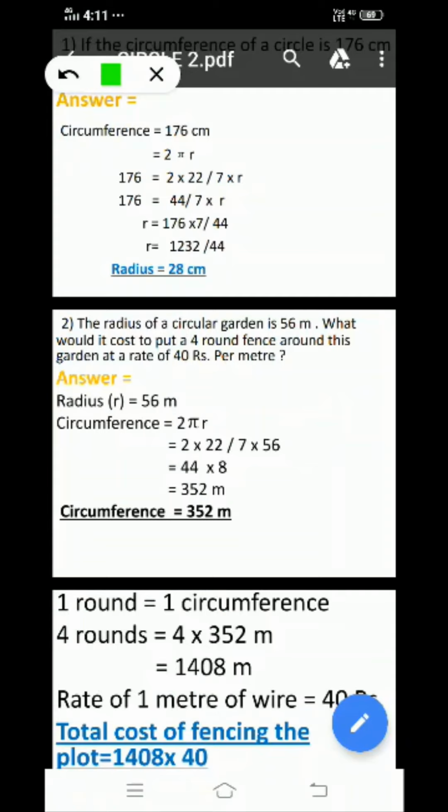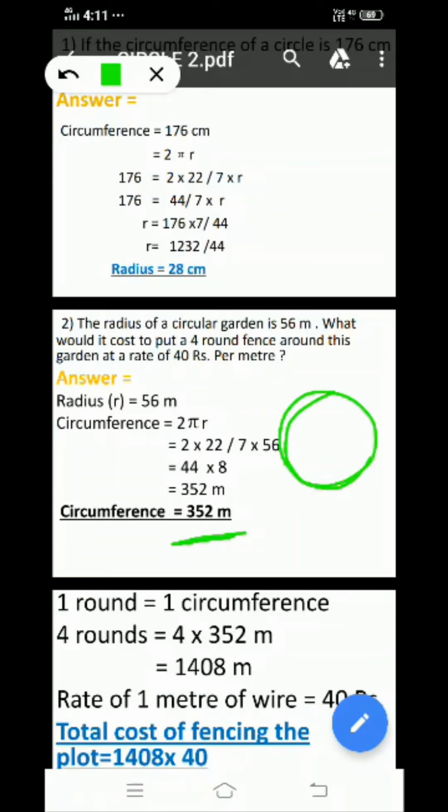Okay, now see. Radius is 56 meter. Circumference, again the same formula, 2 pi r. Pi is 22 upon 7 and radius is 56. Now see, 22 into 2 means 44, and here 56 divided by 7 because 7 is in the denominator, 56 divided by 7, the answer will be 8. So 44 multiplied by 8, the answer is 352 meter. You are getting the circumference here.